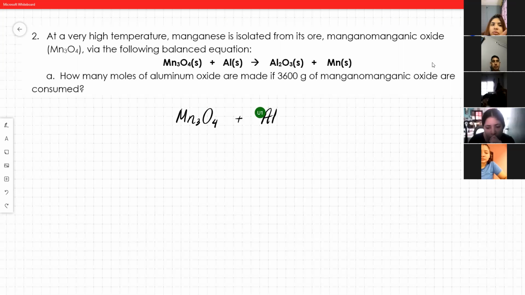Tell me, how can we balance this equation? Can you do it mentally? All right, I mean, it's really hard to do it mentally. So you can follow the process.